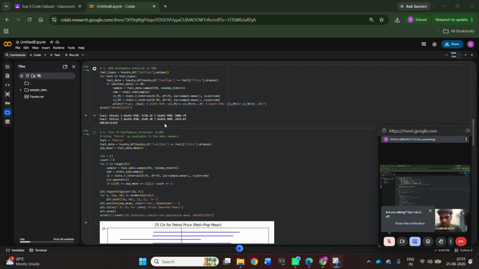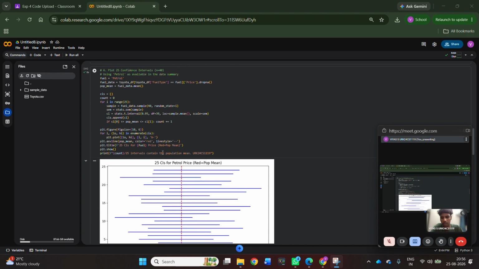And the sixth one is about plotting 25 confidence intervals, n equal to 40, using petrol as available in the data summary. In the sixth question, it creates 25 different 95% confidence intervals using different random samples of 40 petrol costs. Here, the experiment uses the petrol fuel type. It creates 25 different samples. Each sample contains 40 observations, and a 95% confidence interval is calculated for each sample. A graph shows which intervals contain the population mean. Here is the output for the sixth one.